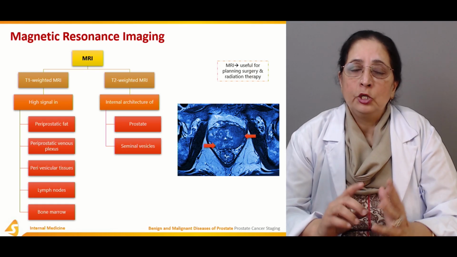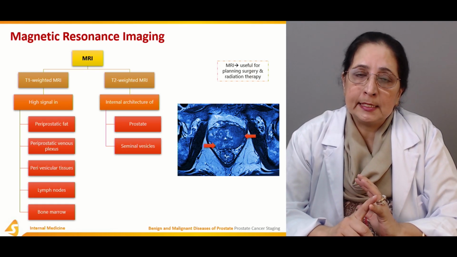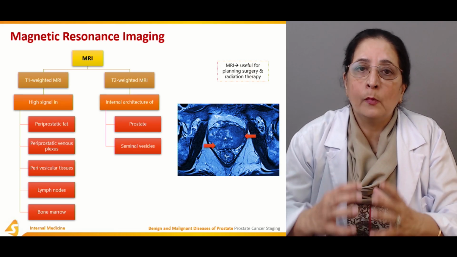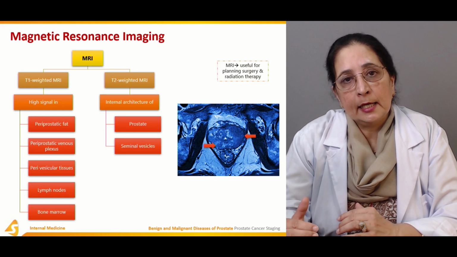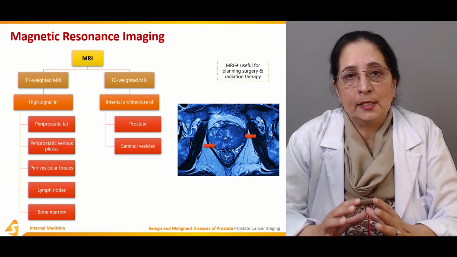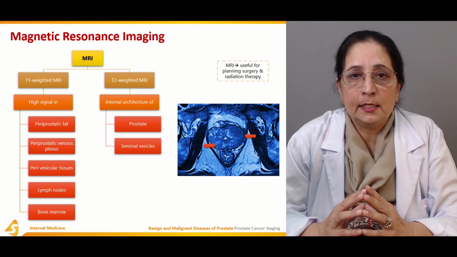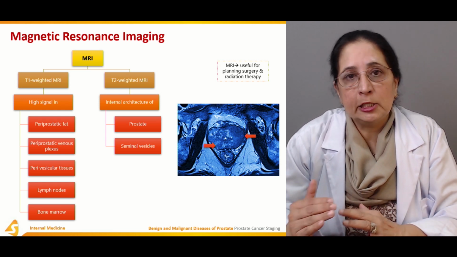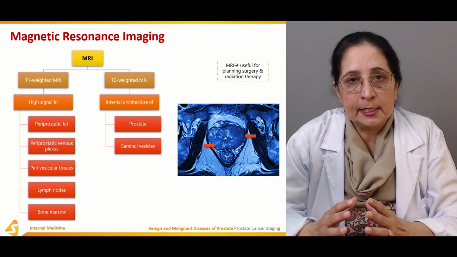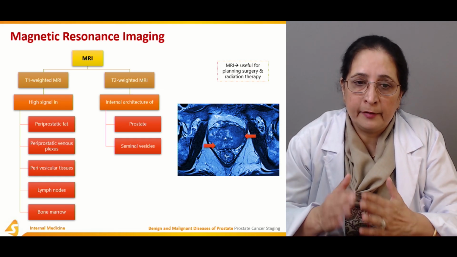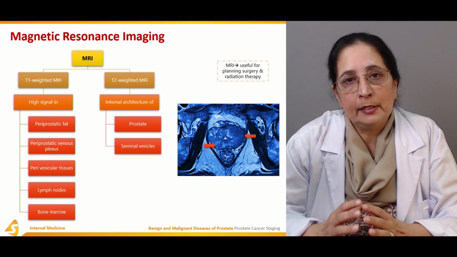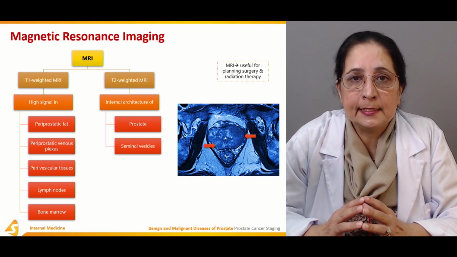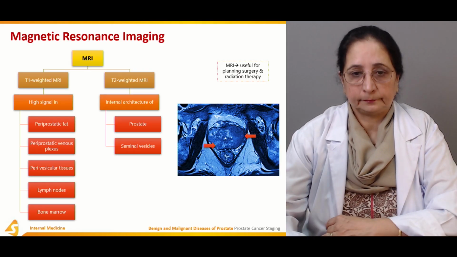radiation therapy. So we talked about CT scan, but as compared to CT scan, the MRI is more effective in detecting the extent of the disease, how far the disease has extended, and there is T1 weighted MRI and T2 weighted MRI. T1 has its own benefits. T2 is mainly for the internal architecture of the prostate and seminal vesicles.